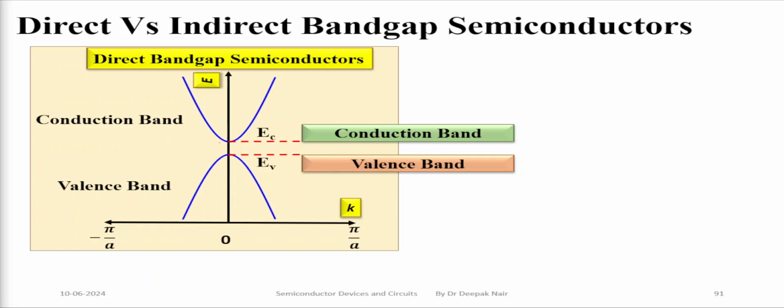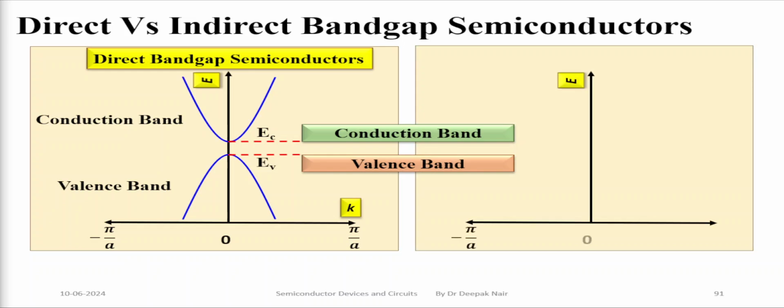Now, the lowermost point of the conduction band is denoted by EC, that is the energy of the conduction band. The topmost point of the valence band is called EV, or we can call it the energy of the valence band. Here you can see the example of a direct bandgap semiconductor, because the conduction band is perfectly aligned with the valence band. Now let us see what indirect bandgap semiconductors are.